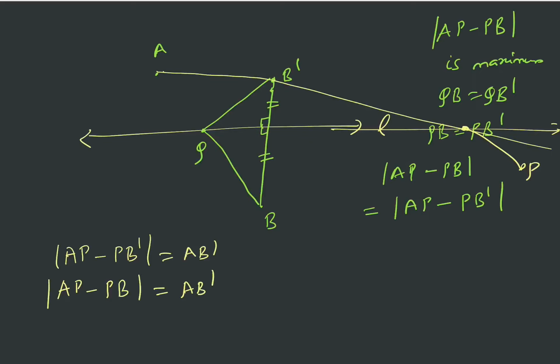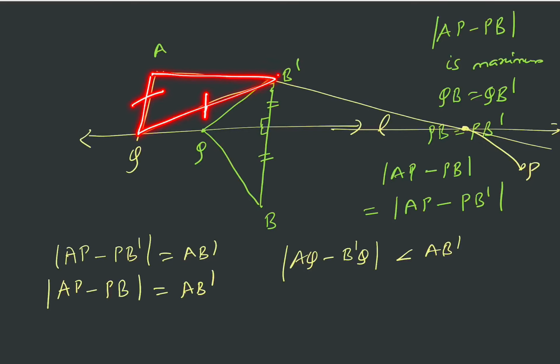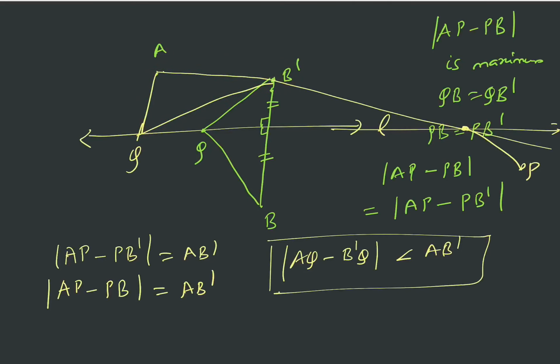Now if you take any other point on this line apart from this point P, okay, let us take this point Q on this line, and you can notice that the difference between AQ and B dash Q is less than AB dash, because in the triangle AQB dash the difference of two sides must be less than the third side AB dash. So I can see clearly that for any other point other than this point the difference is less than AB dash, whereas for this point the difference is equal to AB dash. So the maximum of AP minus PB occurs at this point P.